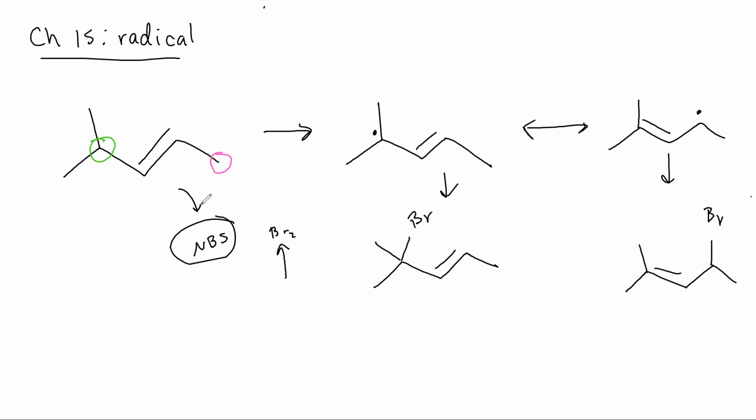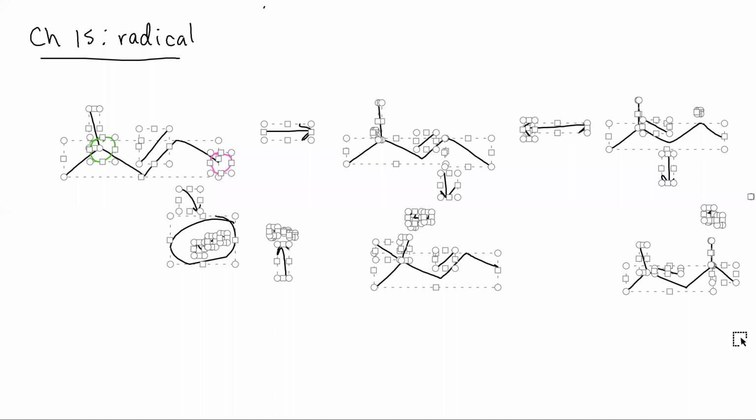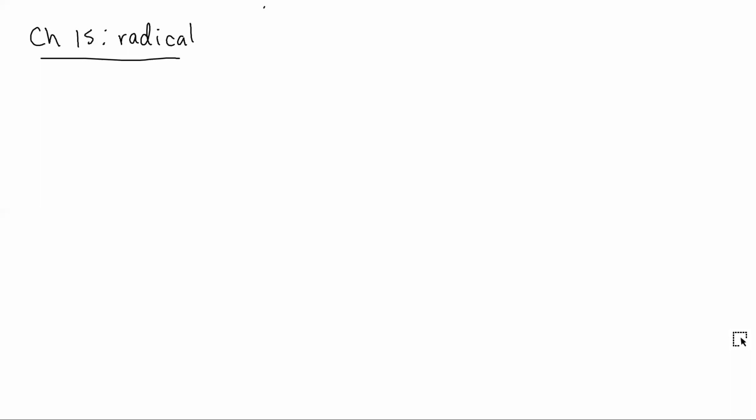And so you'll see that when we talk about the mechanism here, at least in the PowerPoint. Okay? So the mechanism is going to be very similar to what we had before, with initiation starting with the NBS, basically with light giving off a bromine radical, along with another radical, but the bromine radical is what we're focusing on here.